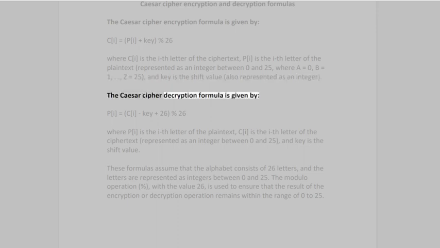The Caesar cipher decryption formula is given by P_i = (C_i - key + 26) % 26, where P_i is the ith letter of the plaintext, C_i is the ith letter of the ciphertext, but represented as an integer between 0 and 25, and key is the shift value. These formulas assume that the alphabet consists of 26 letters, and the letters are represented as integers between 0 and 25. The modulo operation, %, with the value 26, is used to ensure that the result of the encryption or decryption operation remains within the range of 0 to 25.